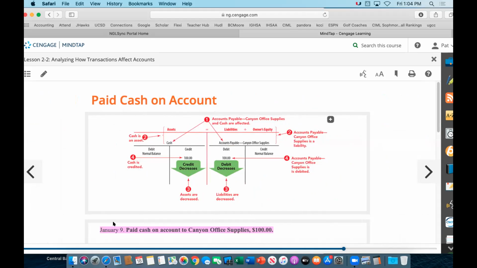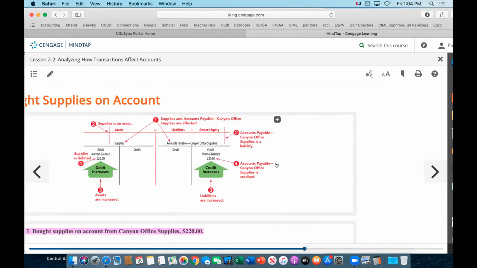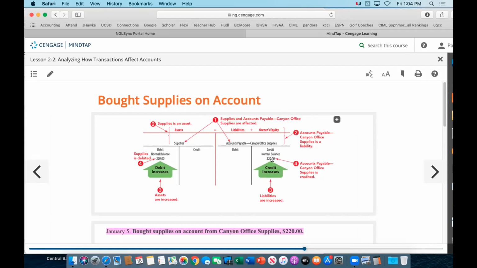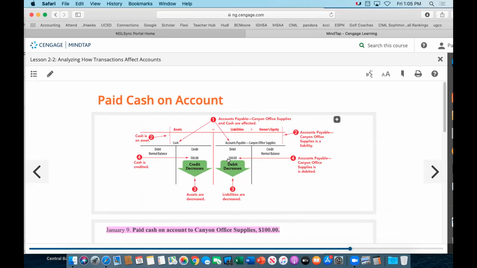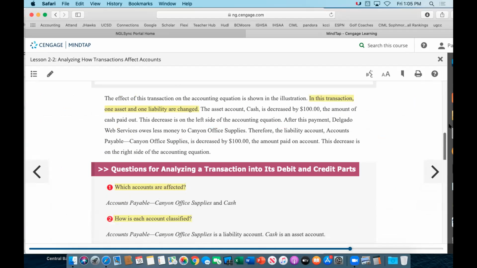Okay? So when January 9th comes around, we see paid cash. What do we know we're doing to cash? Decrease. How do you decrease cash? Credit. Accounts payable, we want to decrease. Why? Because before we increased our bill $220 over here, right? Well, shoot, we just paid them. I don't need to pay you $220. I've got to keep track of this. So we paid them $100. So now our bill is only $120, right? It evens out. So when it says paid cash on account to Canyon Office, it's just one asset and one liability change.